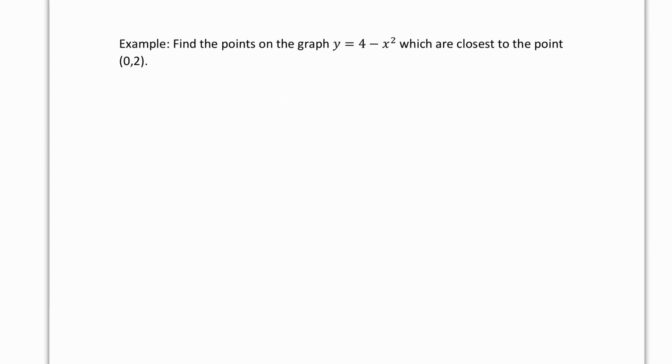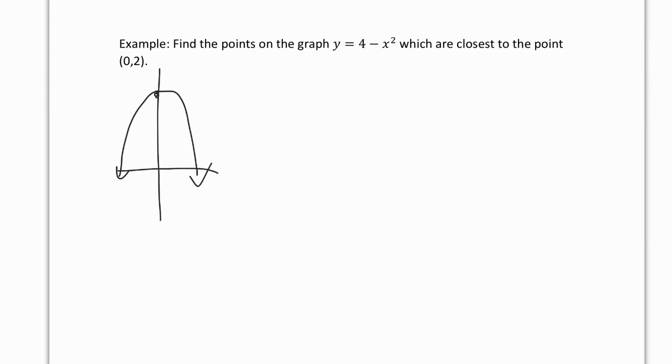Next example, let's find the points on the graph y equals 4 minus x squared that are closest to the point 0, 2. How would we do this one? Well, let's start with the diagram. At least we know that there's a graph, so we can draw a graph here. Our parabola will look something like this. It's up at 4, and then opening down.